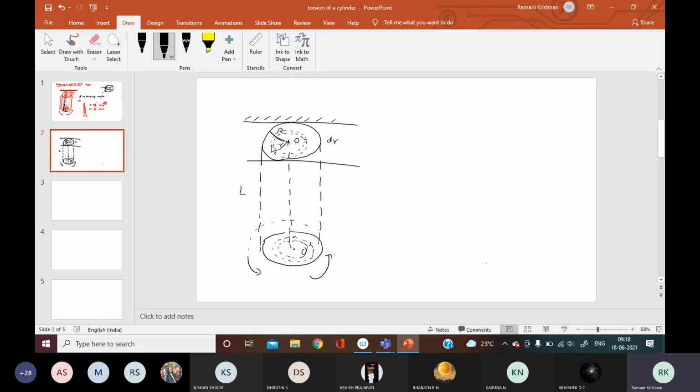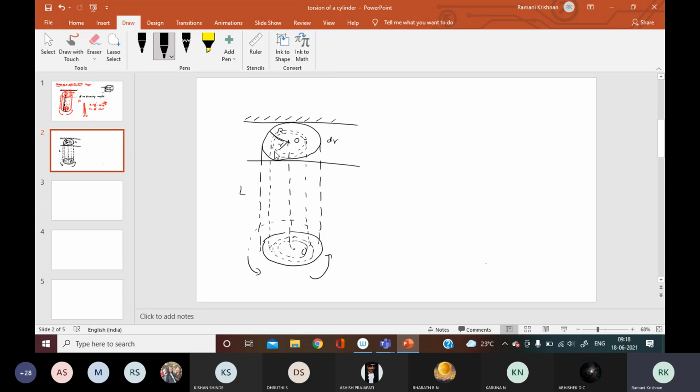So I'm just checking what is the boundary of this layer. This is the outer layer, and here also the outer layer is with the outer layer of the ring. This is the inner layer.